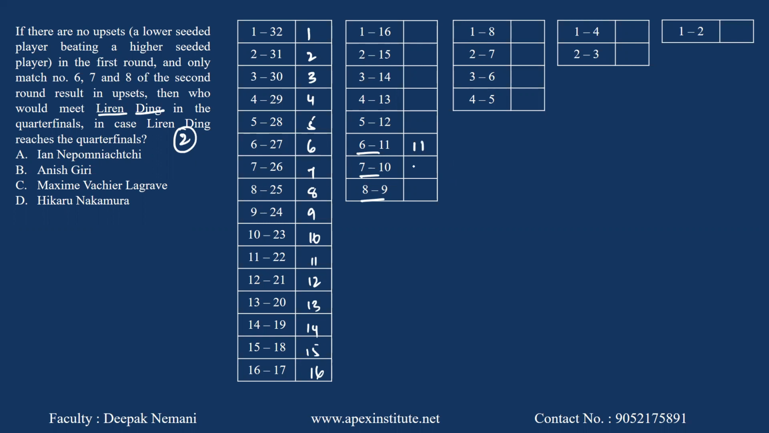So 11, 10, and 9 won the game. So you have 1, 2, 3, 4, 5. So 1 will be playing with 8. So it will be 1 and 9, 2 and 10, then 3 and 11, 4 and 5. So Liren Ding reaches quarterfinals. So he will be playing with the person whose rank is 10.